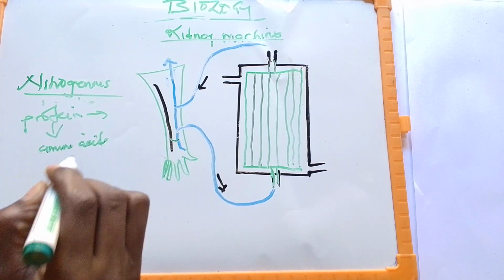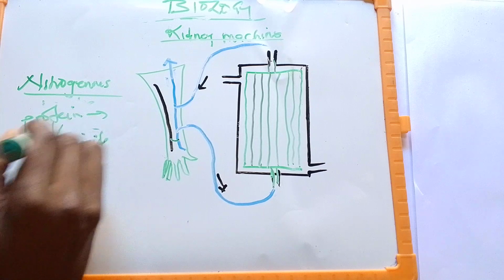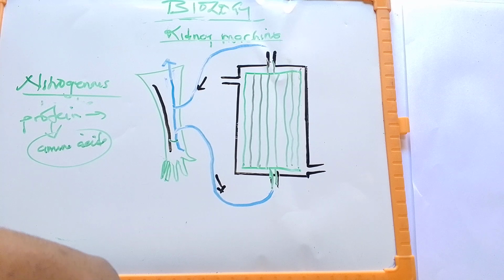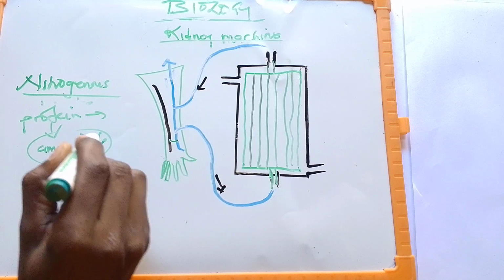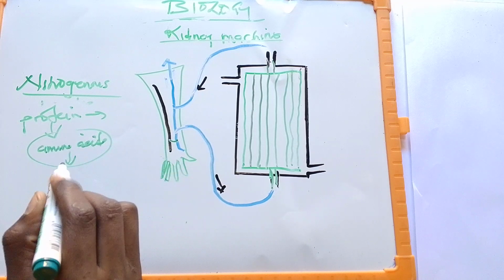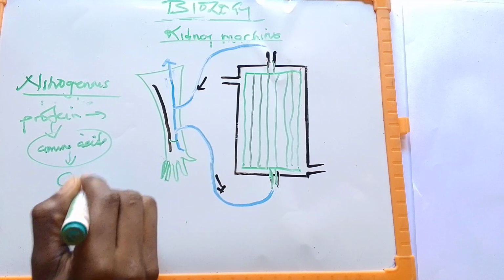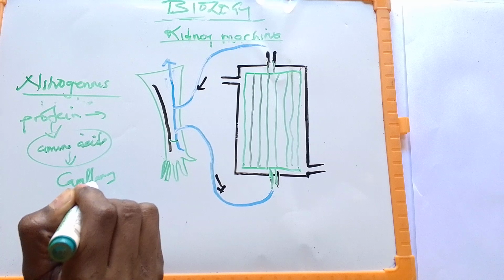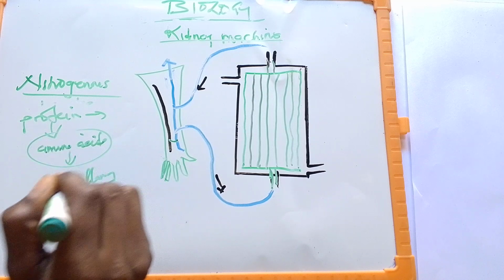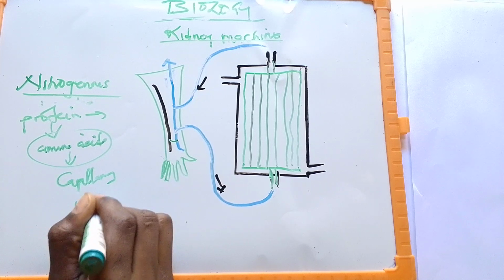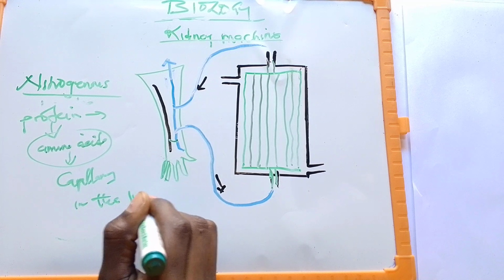Now, these amino acids will be produced in the duodenum, the ileum, and also in the stomach. Once they are produced, these amino acids become the major nutrients in the body, which will be carried by the capillaries. When the capillaries carry these amino acids, different types of capillaries join together and take them to the liver.